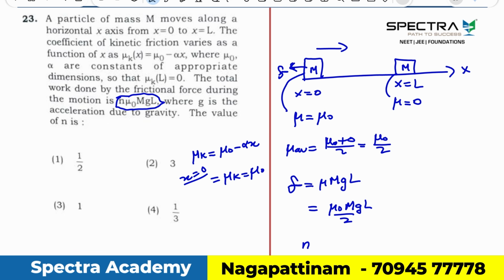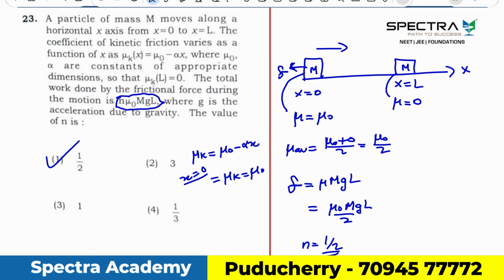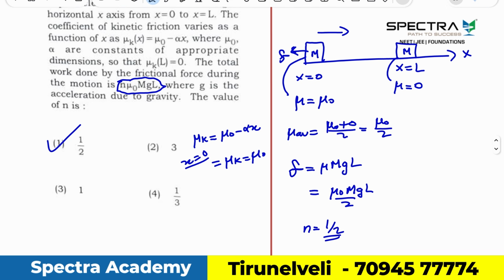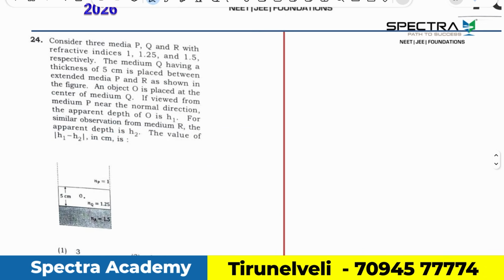So what is n here? n is 1 by 2. So it will be option 1. Okay, so this is an easy way of approaching. You can go with integration also, but that will be a bit time consuming. Since it's a linear variation, we can find the average. That is more simple. Okay, now let's go to question number 24.